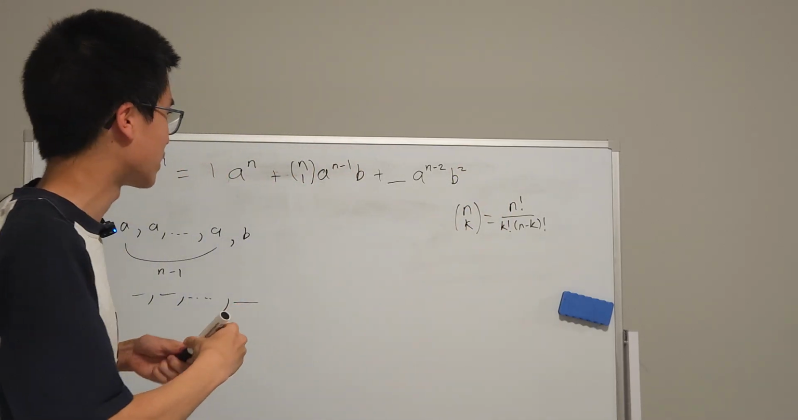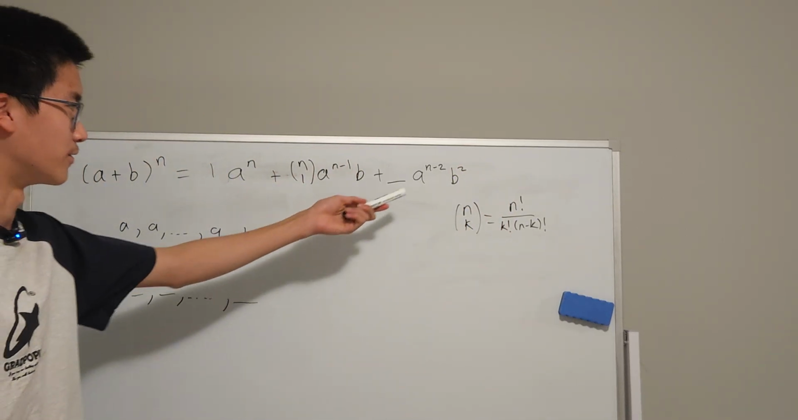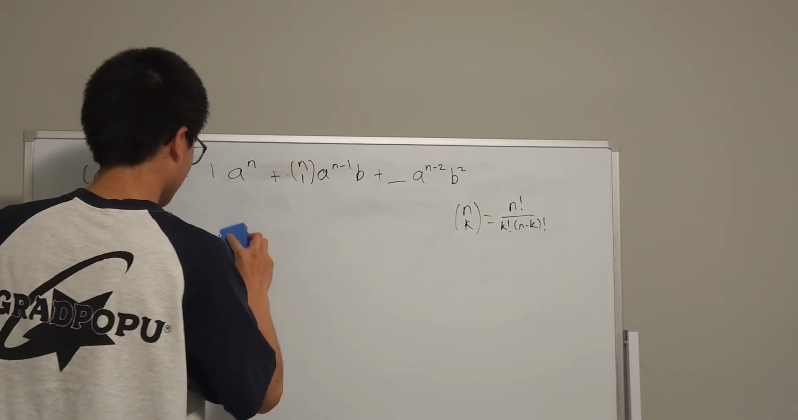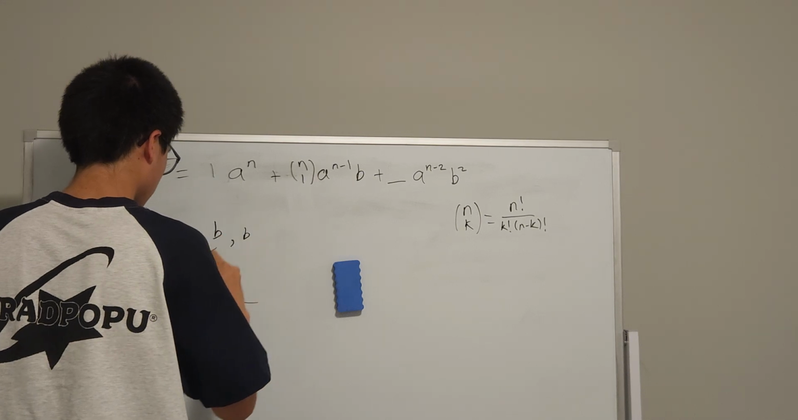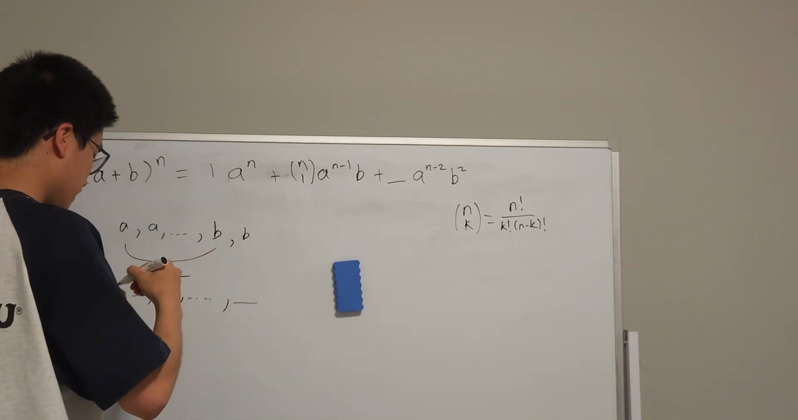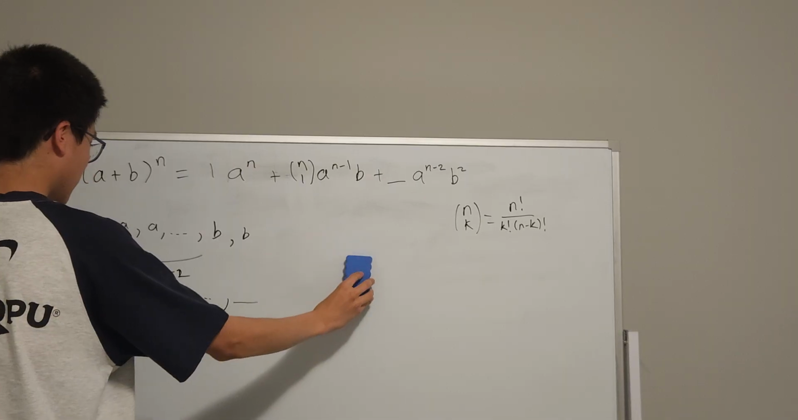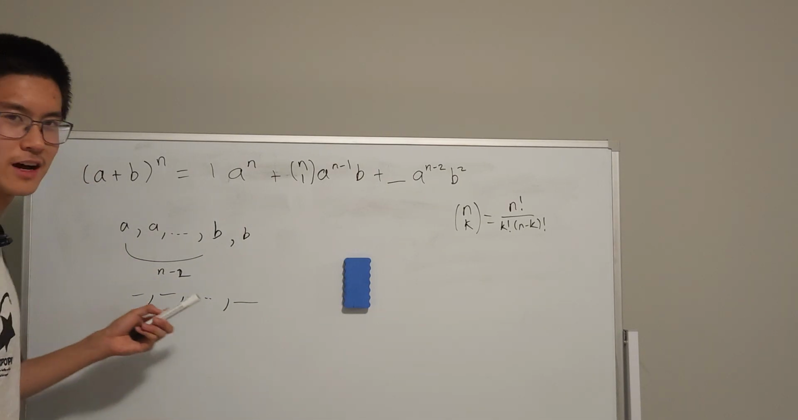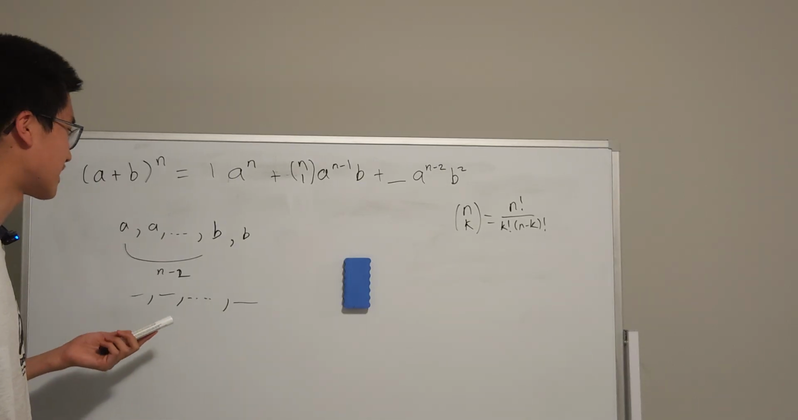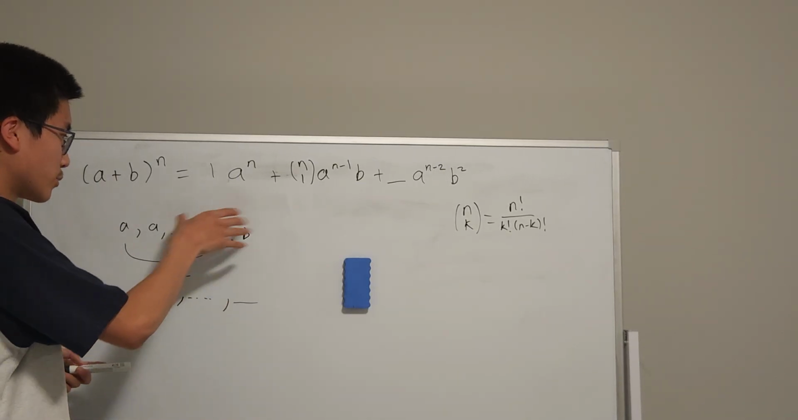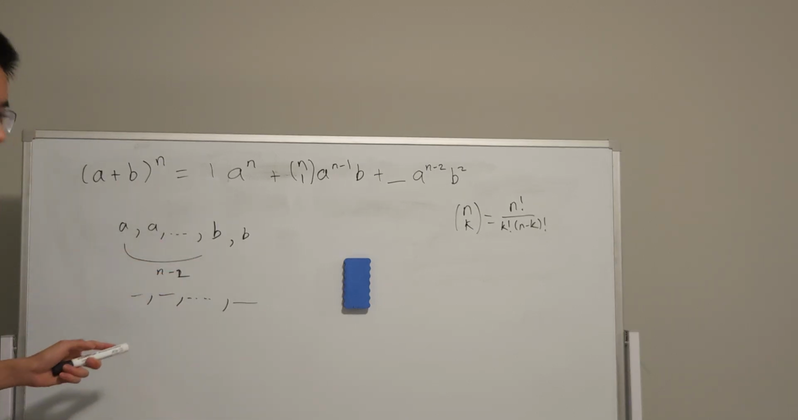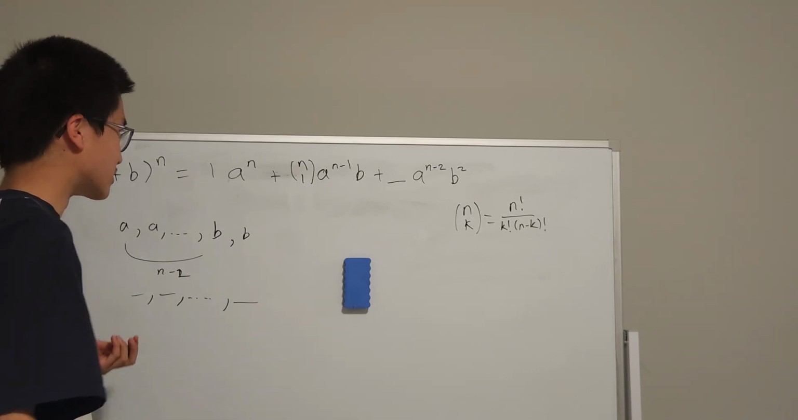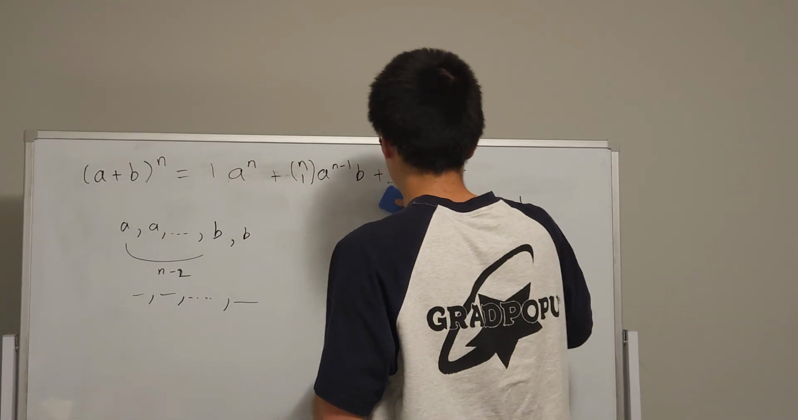Okay, next we want to find the coefficient of this term, right? Now the only difference here is that there are actually two b's. So instead of n minus 1 a's, there will be n minus 2 a's. And there are still n slots, still n letters in total. We just ask ourselves how many ways there are to place the b's, because after we place the b's, the a's automatically go to their spots. Well, there's n choose 2 ways to put down the b's, so therefore this is the coefficient.